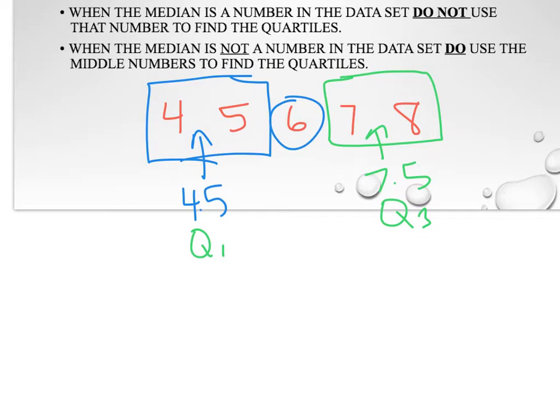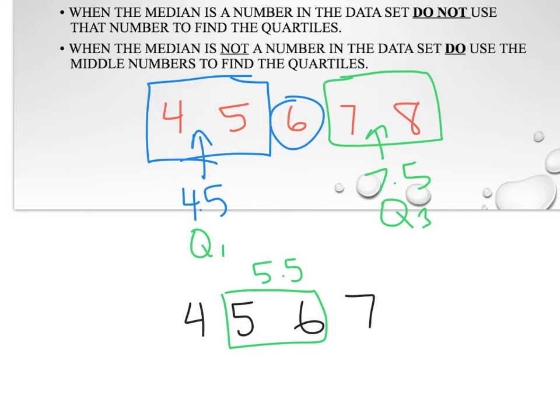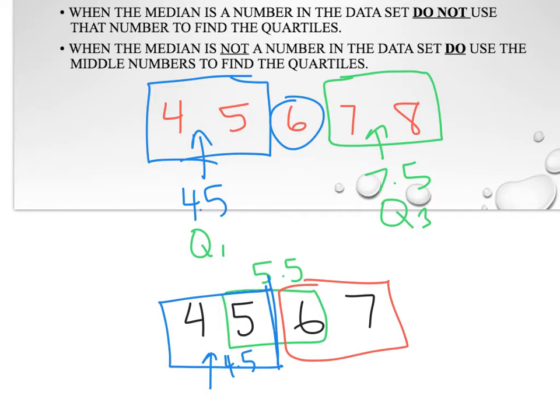If our median is not in our data set though, so we have a data set of 4, 5, 6, 7, our median is in between 5 and 6. It's 5.5. Well, we want to look at everything below our median of 5.5. So we would look at the 4 and 5 to find our Q1. So again, it would be 4.5. And again, for above, we would look at everything above 5.5, which means we would include our 6 and 7.